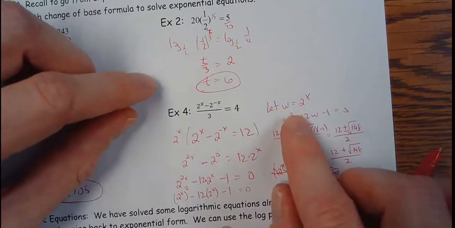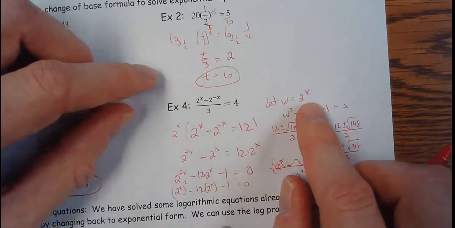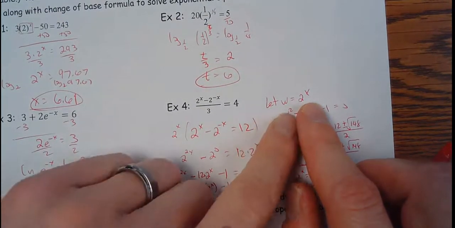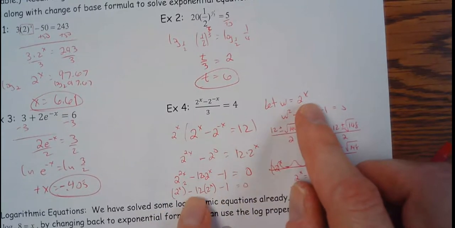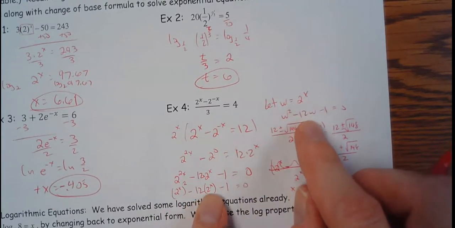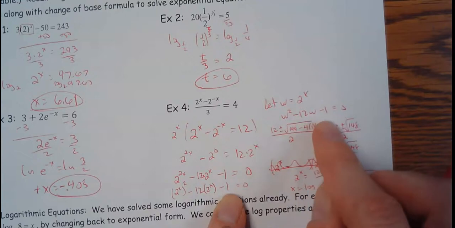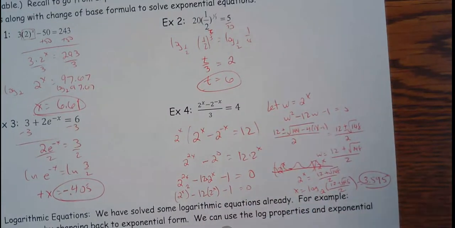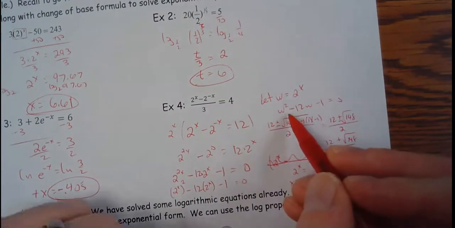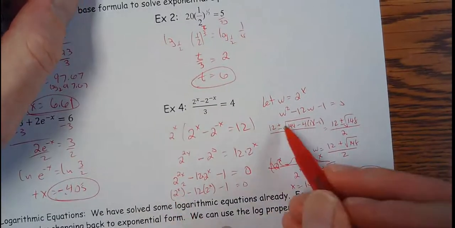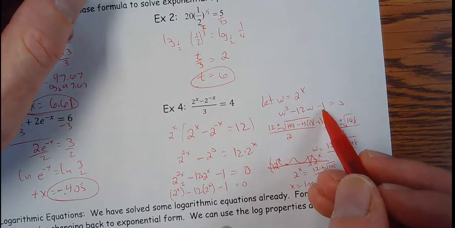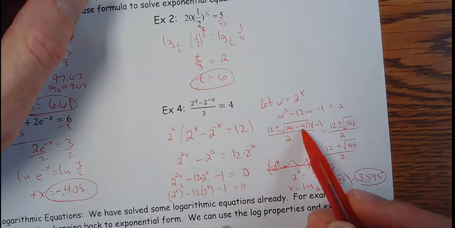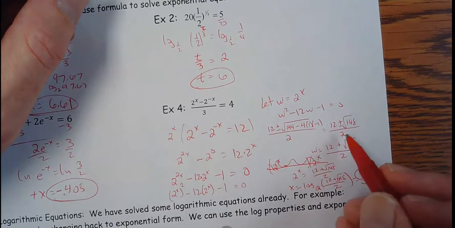Now, if I let w equal 2 to the x, so every 2 to the x I see, just let it be w. Instead of 2 to the x squared, I'll have w squared. And instead of negative 12 times 2 to the x, I'll just have negative 12w, and then minus 1. And so when we do that, we're kind of covering up the 2 to the x part and just looking at it as a quadratic. So treat it as a quadratic. Can't factor it, so I'm just going to use quadratic formula. So plug everything into the quadratic formula.